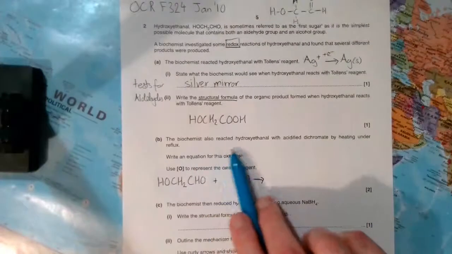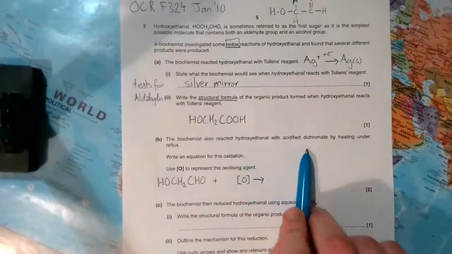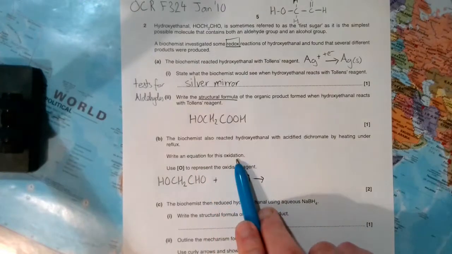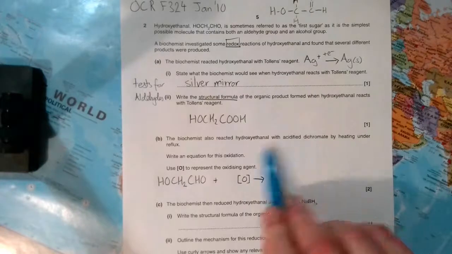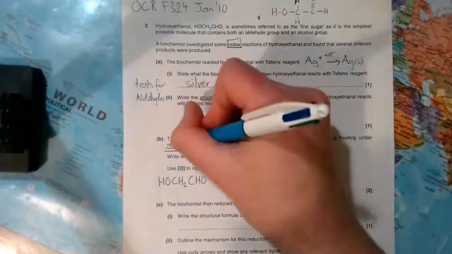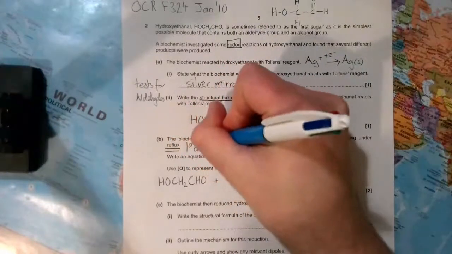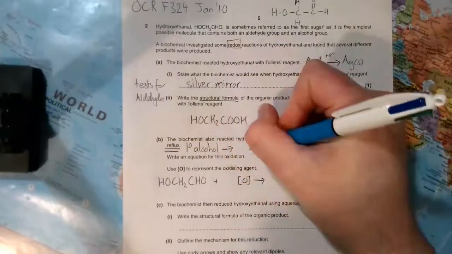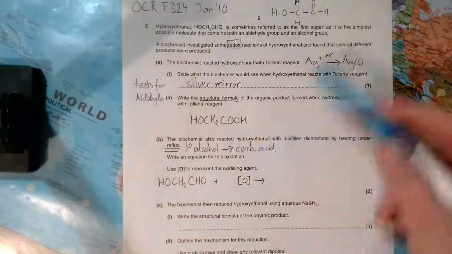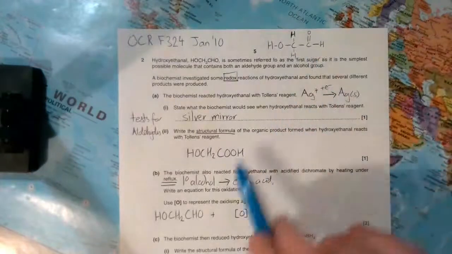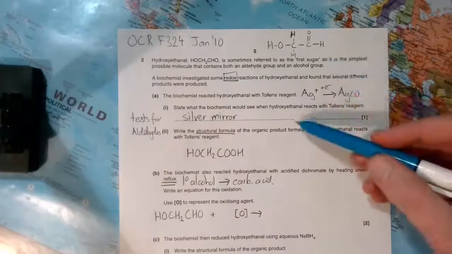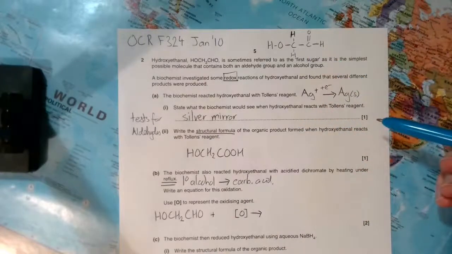Right, next bit down. The biochemist also reacted hydroxyethanol with acidified dichromate by heating under reflux. Write an equation for this oxidation. So hopefully you already know it's an oxidizing agent. Equation for this oxidation, there's a key bit here, it's under reflux. That means that a primary alcohol will go all the way to a carboxylic acid, but it will also take an aldehyde to a carboxylic acid, because that's essentially the first step in oxidizing from a primary alcohol all the way to a carboxylic acid.